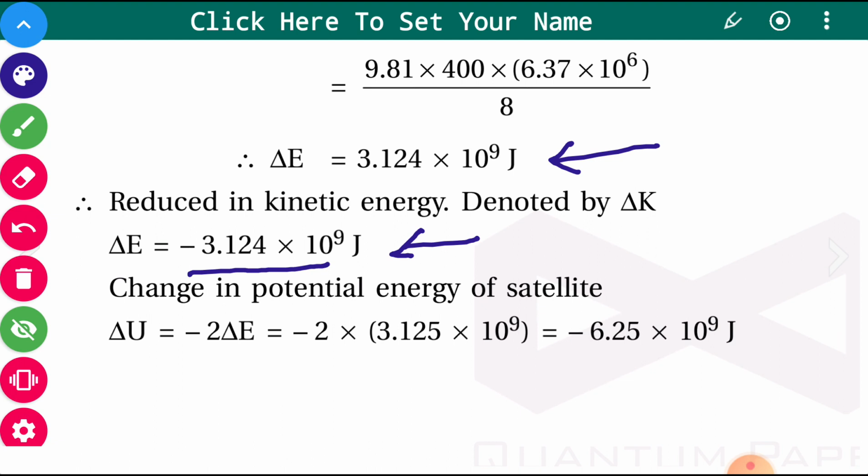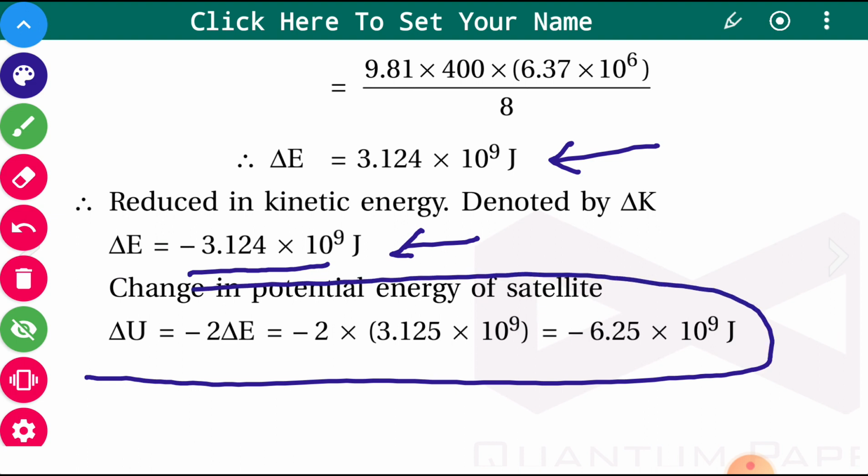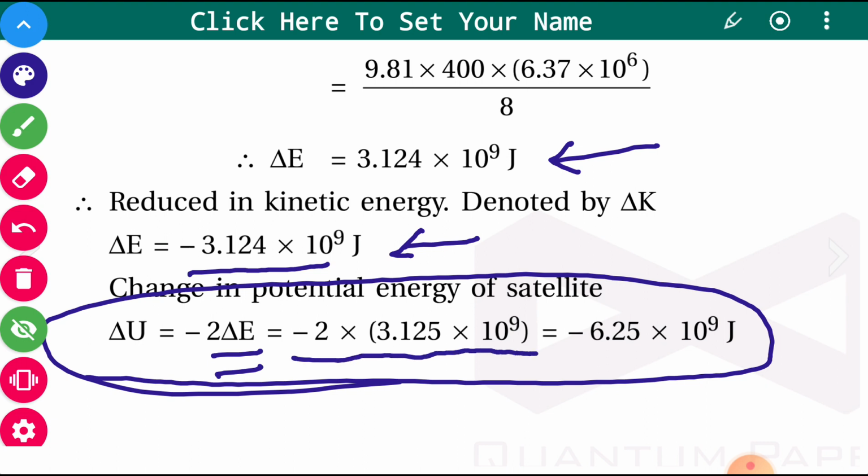So the change in potential energy of the satellite, that is delta U, is equal to minus 2 times delta E. That is nothing but minus 2 into 3.124 or 125. Approximately it will be minus 6.25 into 10 to the power 9 joule. Thank you. Here we complete the illustrations. Next time we shall discuss the numericals.